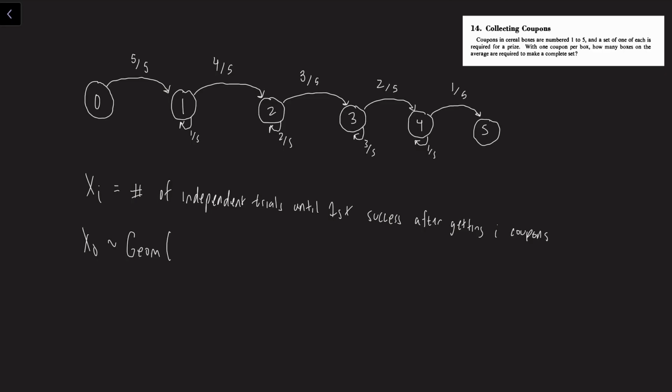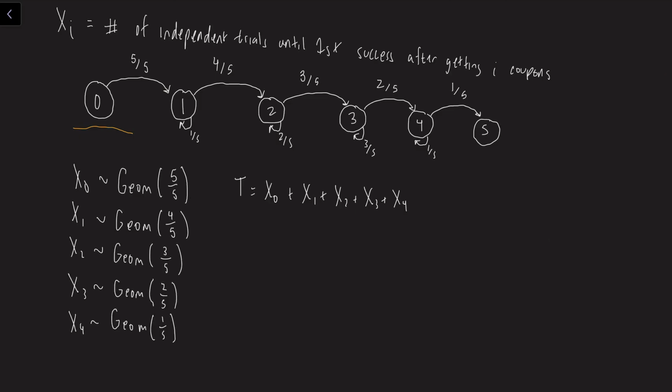So for example, x sub 0 is the number of independent trials until our first success after getting 0 coupons. And that probability will be 5 over 5, like we calculated above. We can define all 5 of our geometric random variables, right? So we define all our random variables, and then I also define this new random variable, t, which is the total number of boxes.